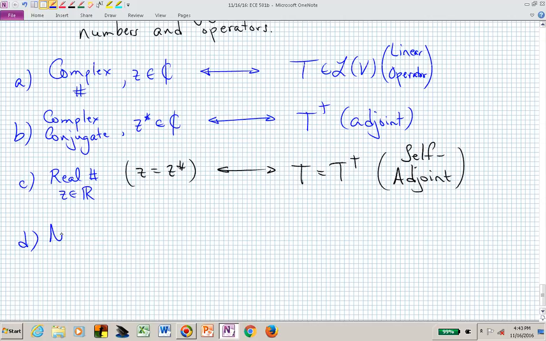D, what if we have a non-negative real? So that now Z is greater than or equal to 0. Now we're back to, or we're at the location where somebody was wanting to go in the last step, but now we're specializing row C to be even more specialized. Now we're saying that it's non-negative and T becomes positive. So now T is positive.